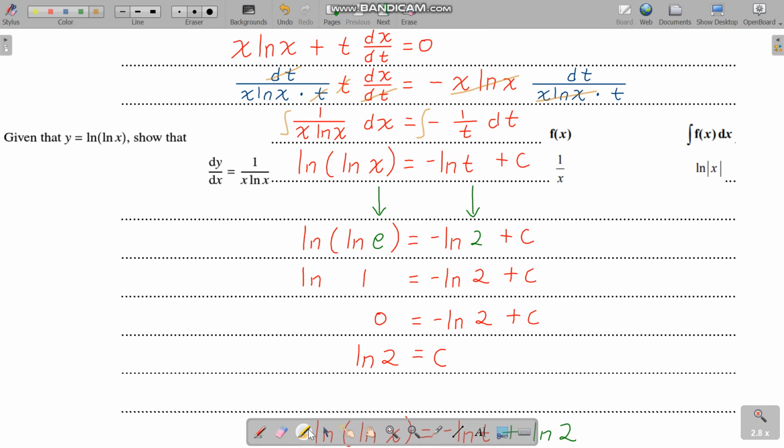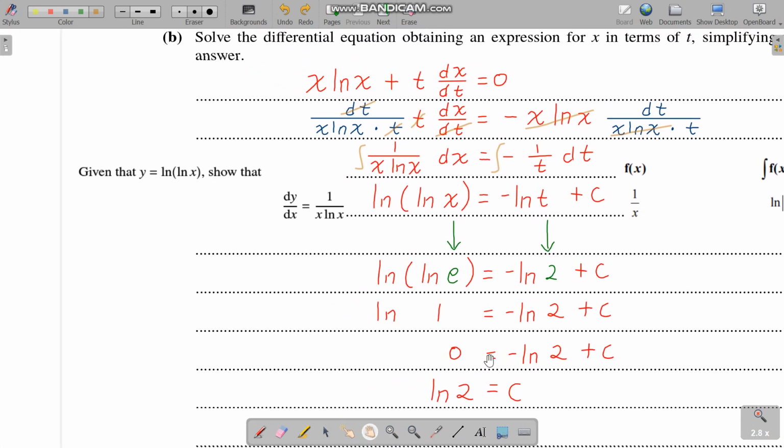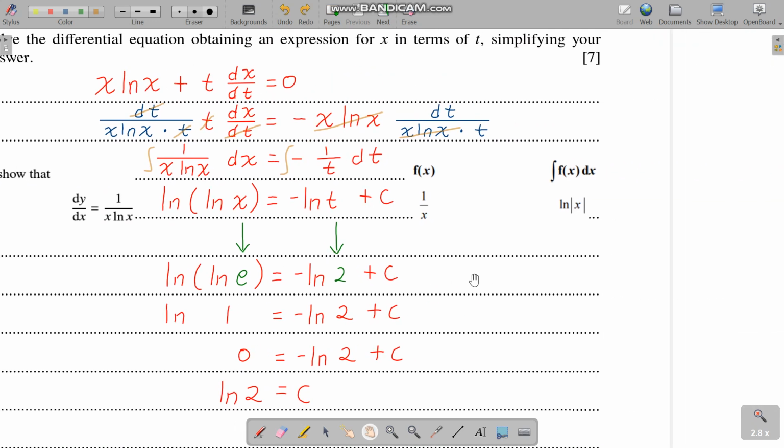For the integral of 1 over x ln x, we use the answer to the previous part. Previously we know that if y is ln ln x, dy/dx is 1 over x ln x, which means the integral of this is ln ln x. That's why the integral is ln ln x using the previous part. And for the integral of 1 over t, we use this MF19 formula. 1 over x becomes ln x, so 1 over t becomes ln t.